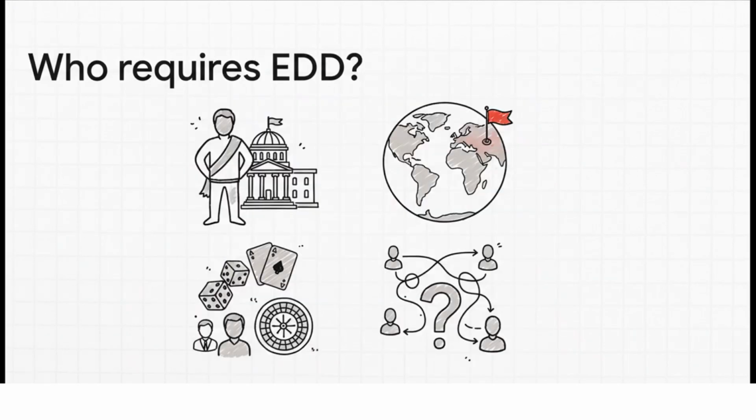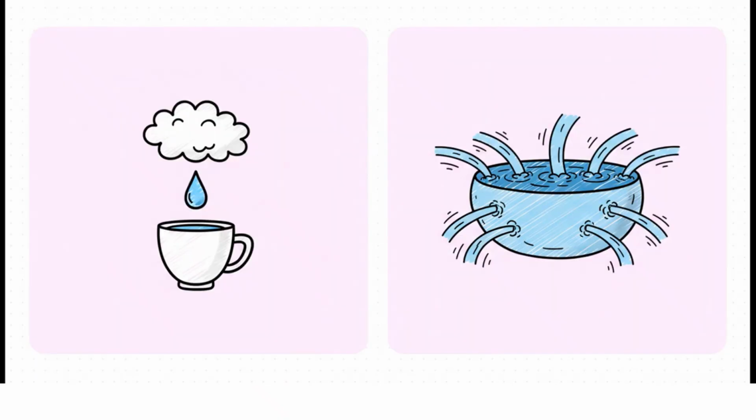So who automatically gets this top-tier treatment? Well, you've got your politically exposed persons, or PEPs. That's a classic. Customers from countries known to have weak anti-money laundering regulations are another trigger. Certain industries, like casinos or money service businesses, are just inherently high risk. And finally, any company with a confusing, complex, or deliberately murky ownership structure is going to get an immediate upgrade to EDD.